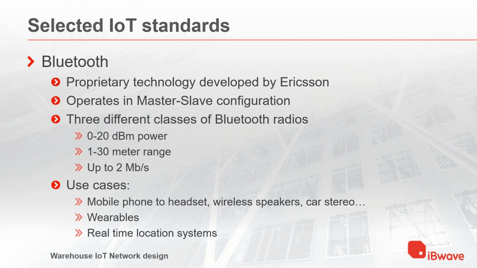But the use cases are very specific. As most of us know, the mobile phone to handset connection is a Bluetooth connection. The connection from your mobile to your car is also Bluetooth. The connection from your mobile to a wireless speaker is also Bluetooth. So those are all Bluetooth, but the new one is wearables. If you have a smartwatch, the connection from your phone to your smartwatch is also Bluetooth. And real-time location systems also operate on Bluetooth.